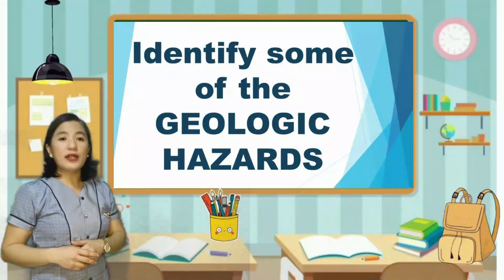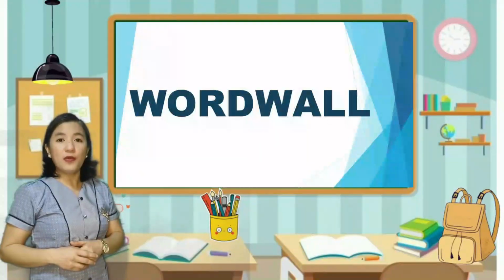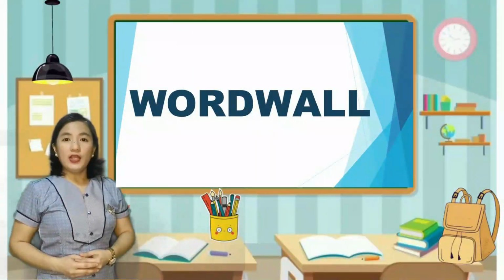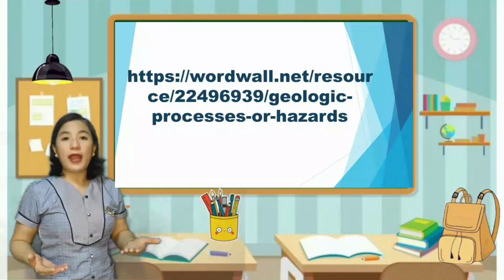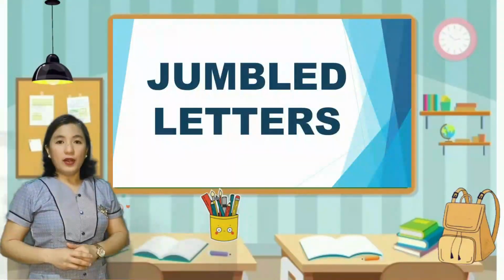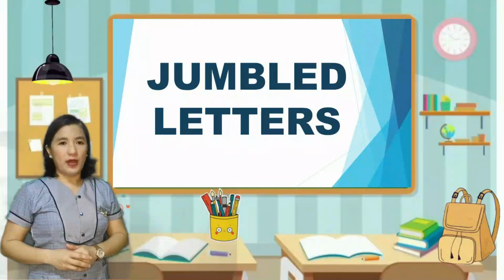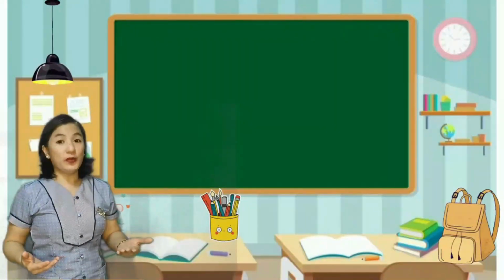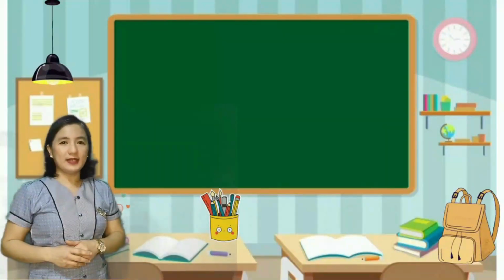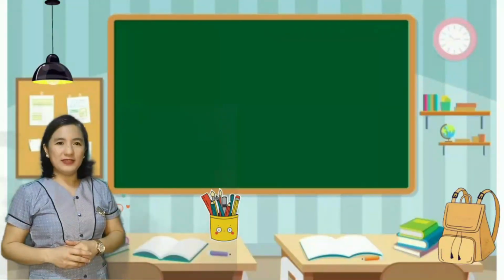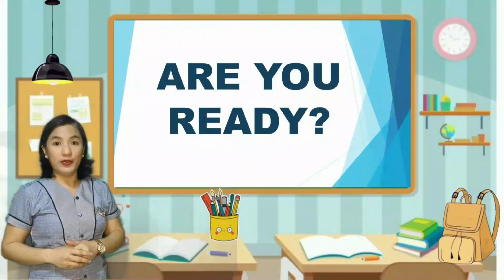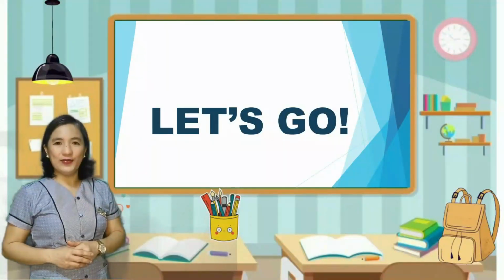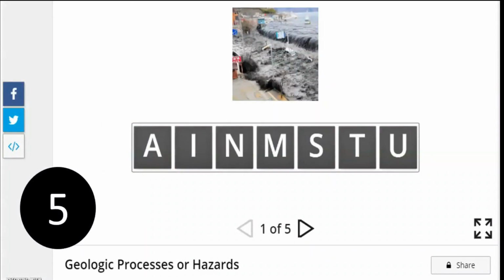by doing this interactive game using the word wall. To join, you can click the link or you can type your answer at the chat box. You are going to arrange the letters in their correct positions to unscramble the word or phrase. Don't you worry, a clue will be presented through a picture and you have 5 seconds to answer. Are you ready? Let's go! Let's begin. The first picture is... Your 5 seconds starts now.